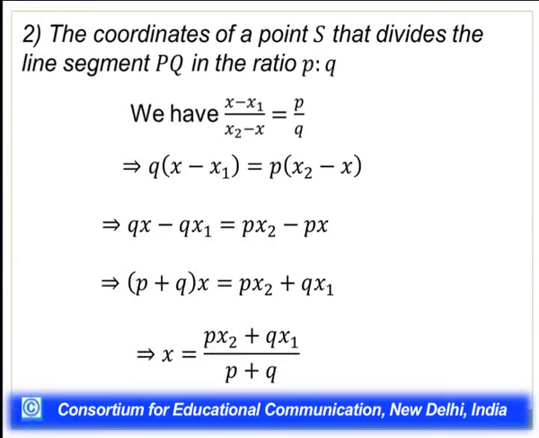So because we have to get an expression for x, the x coordinate of the point S, we are going to collect the x terms, and therefore we can take the term p times x to the left hand side to get p plus q times x, because we also have qx on the left hand side, and we can take the term qx1 to the right hand side to get p times x2 plus q times x1. So this in turn implies that x is equal to p times x2 plus q times x1 divided by p plus q.